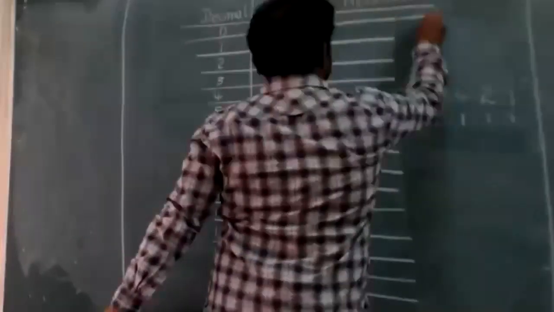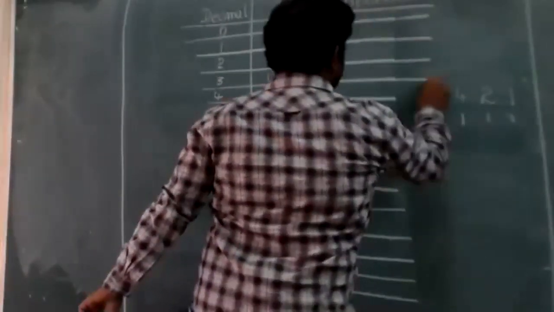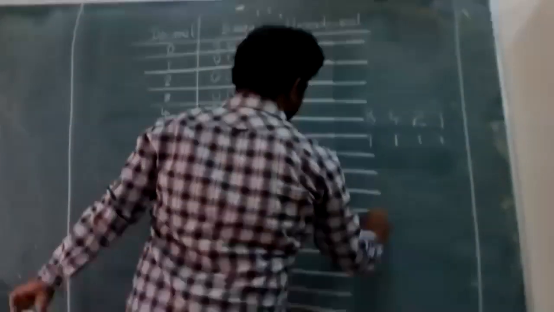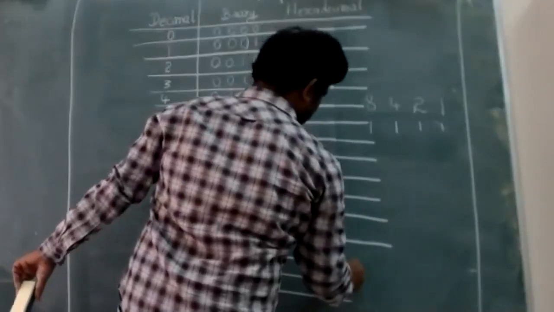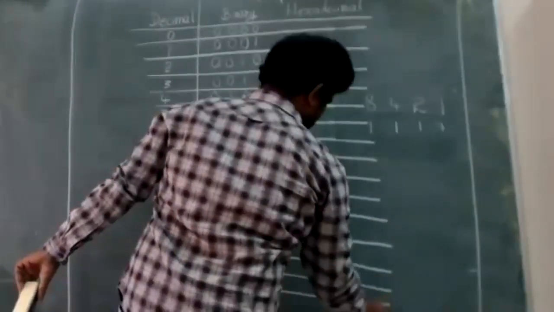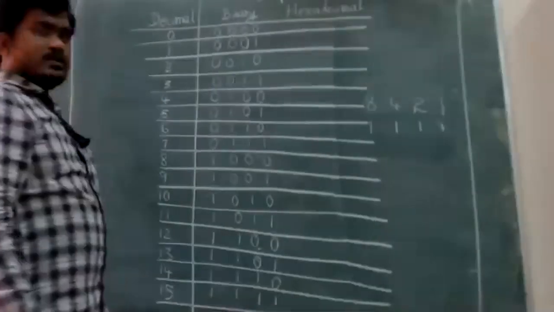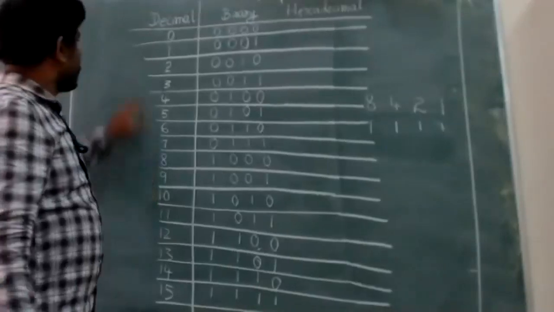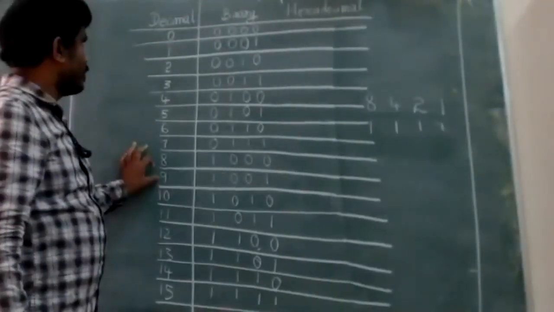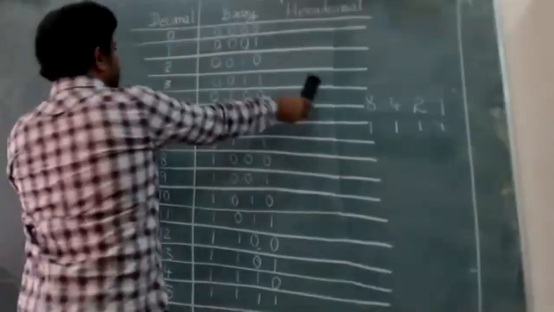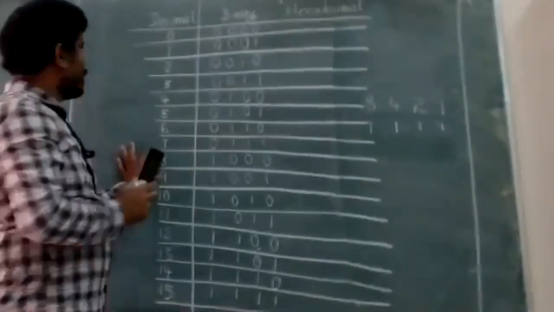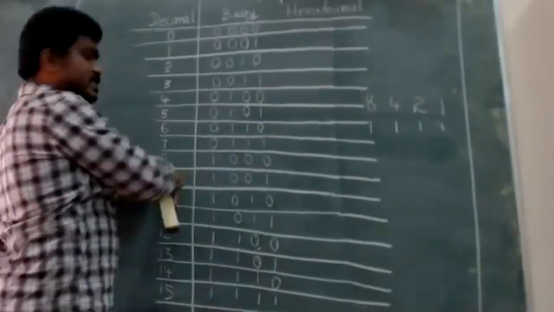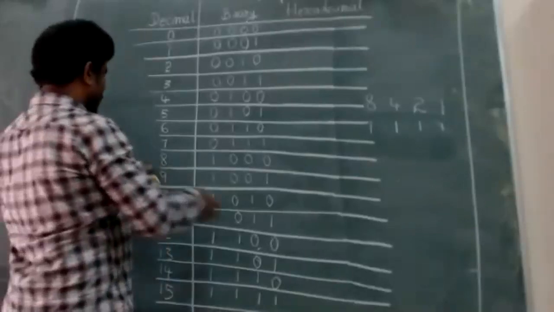And now let me tell you how we can represent this decimal in hexadecimal also. In hexadecimal, from 0 to 9, the representation is similar to the decimal number system. So I will represent it as it is.